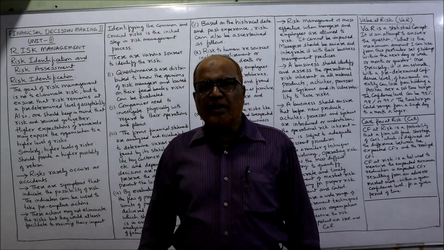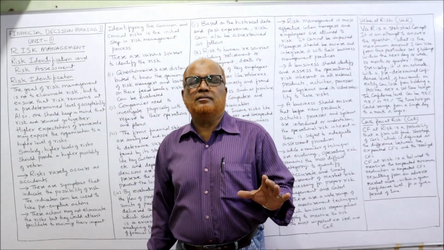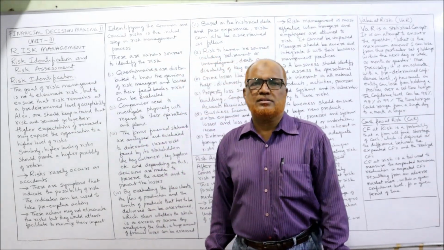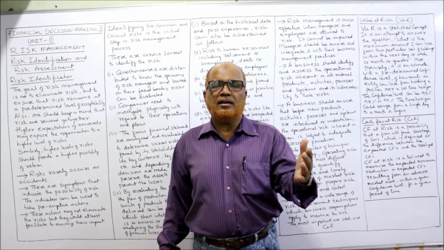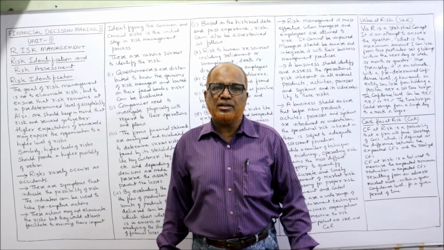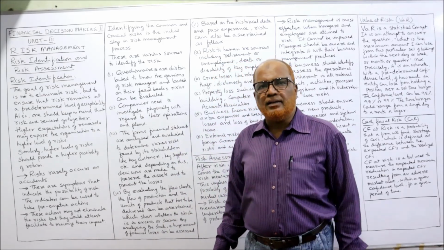Now, first of all, risk identification. This is the very first part in the risk management process. Without identifying the risk, we cannot measure it, and we cannot control it. So first of all, identification.